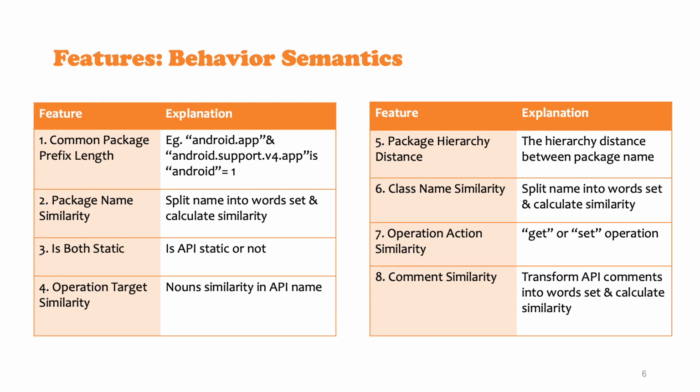I will briefly introduce the two feature sets we selected. The first feature set is called the Behavior Semantics feature set. This set has 8 features. They are based on the class name, method name, modifier and comments of the two compared APIs. Class and package name similarity split the name into word sets and calculate the similarity. Common package prefix length and package hierarchy distance are the similarity between packages. An API name is like a natural sentence. It contains nouns and verbs. Operation action and target similarity are the similarity of verbs and nouns. The last is comment similarity. We transform the comments into word sets and calculate the similarity.